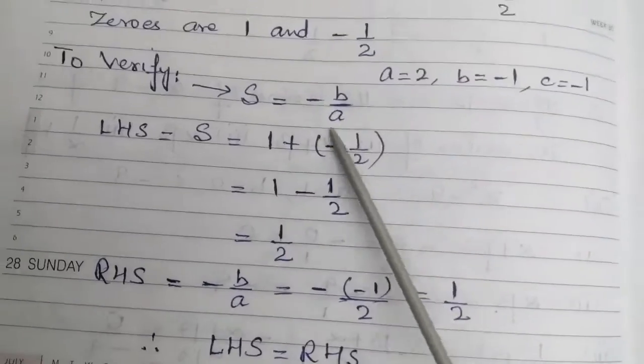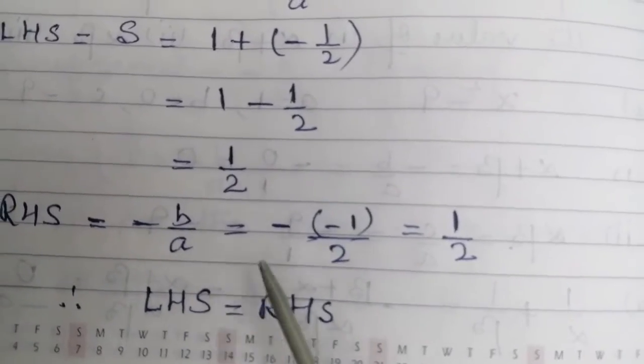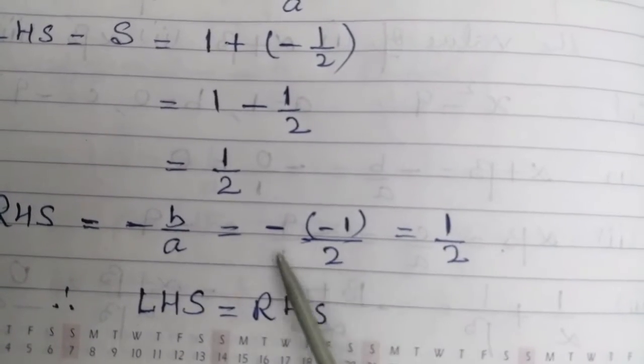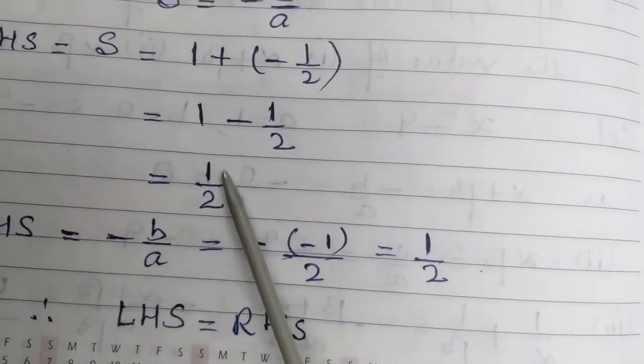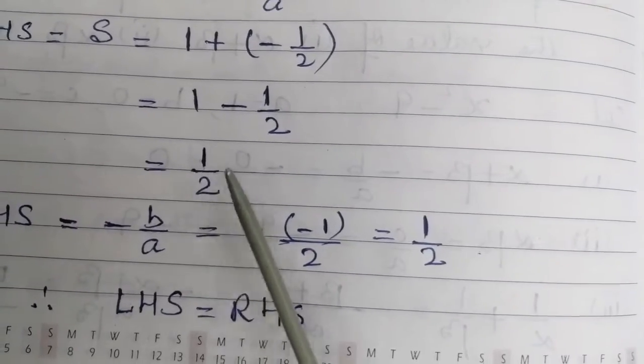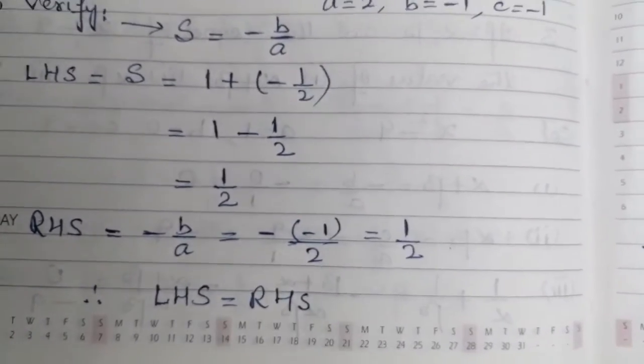Now the right hand side is minus b upon a. So RHS is equal to minus b over a. Put the values of b and a. So minus of minus 1 over 2, that is again 1 over 2. So the left hand side and right hand side are equal. Left hand side was 1 over 2, RHS is also 1 upon 2.